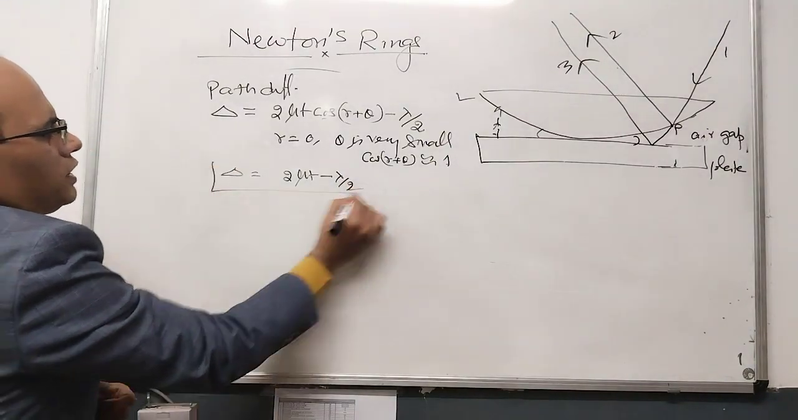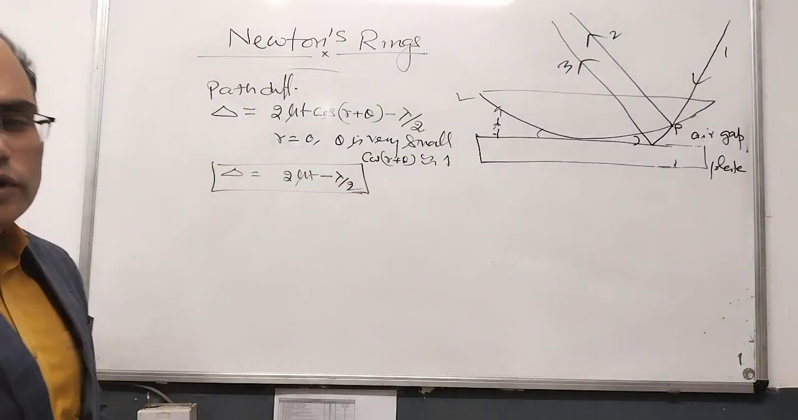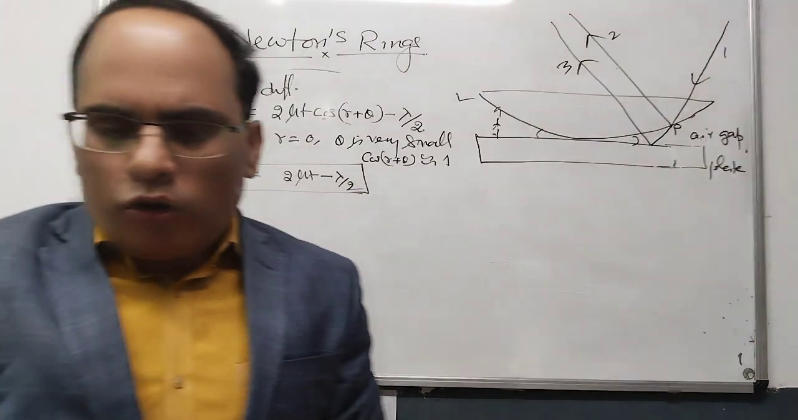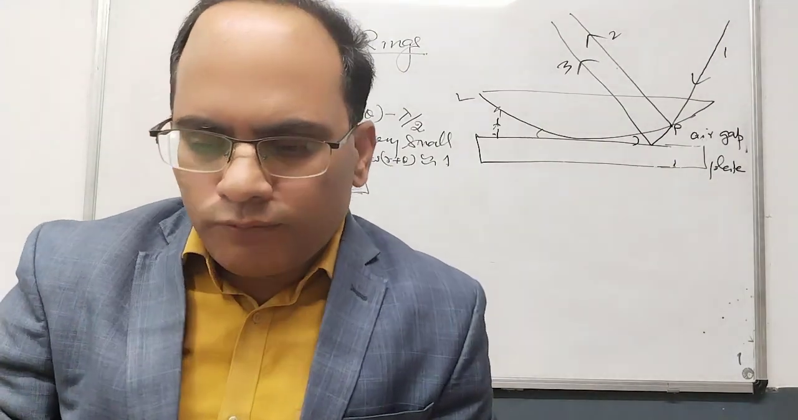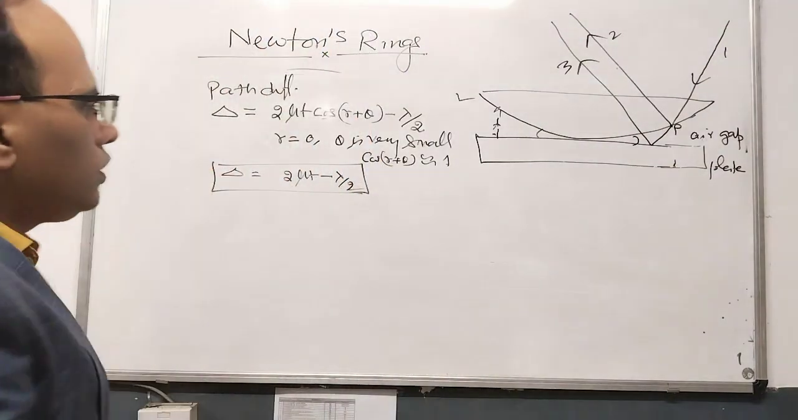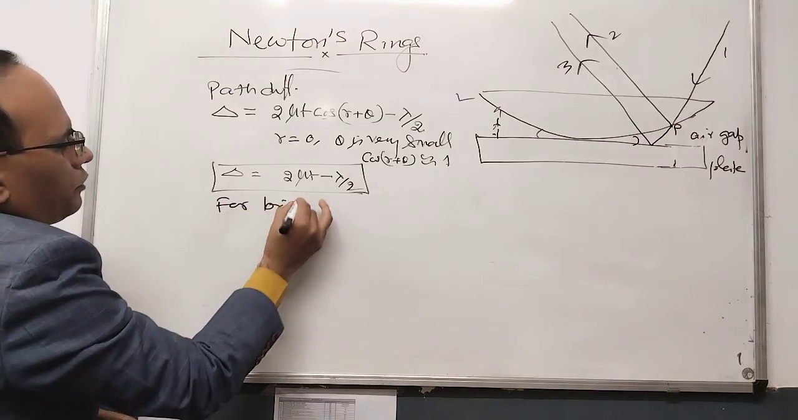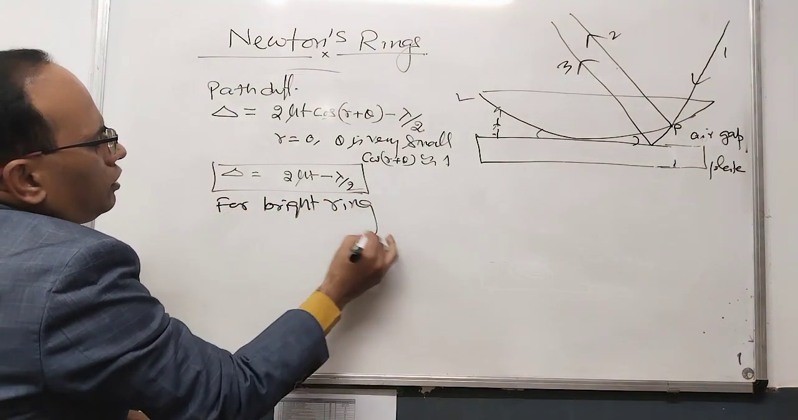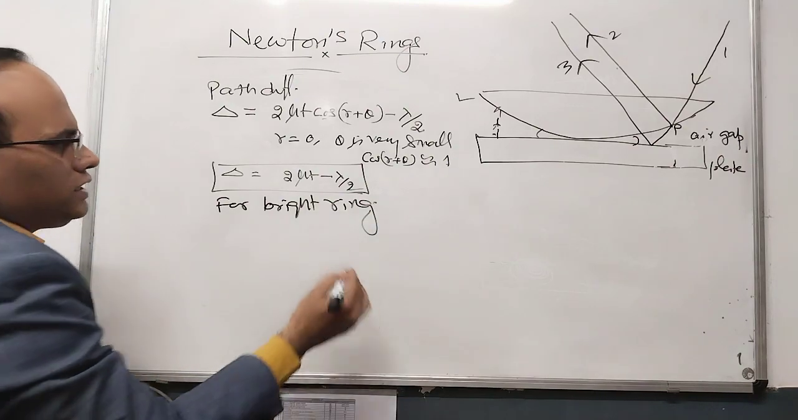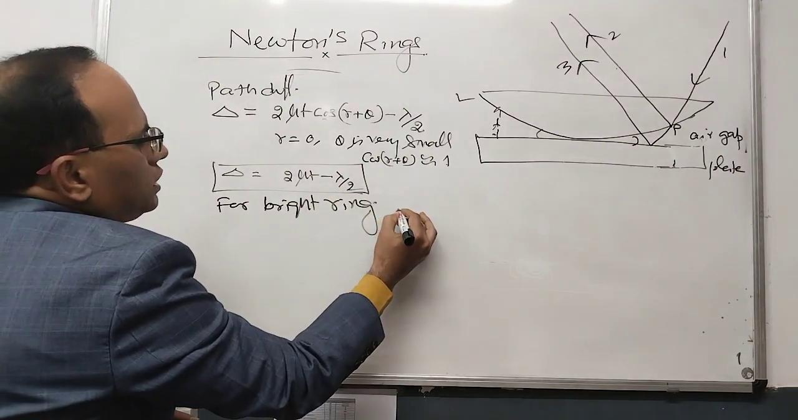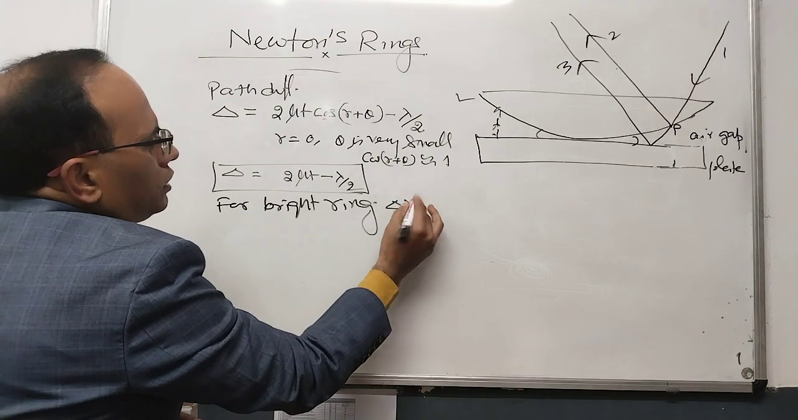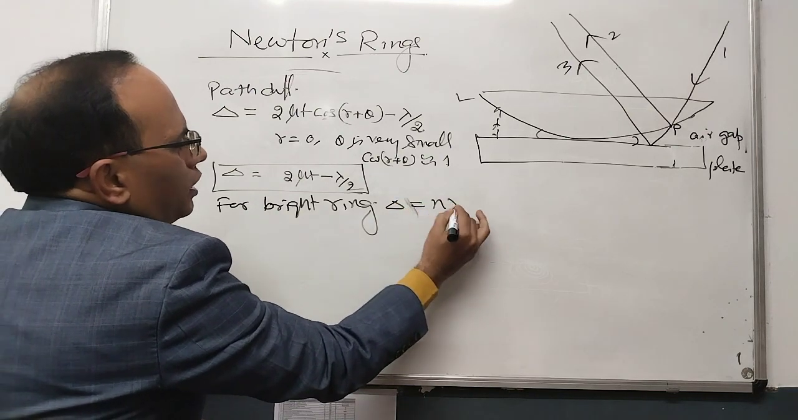This is my path difference. Now this path difference may be equal to somehow for bright, for dark. For bright, you know the path difference is lambda by 2 and lambda. So for the bright ring, the condition for the bright, that is constructive interference, is that this path difference, delta, is equal to n lambda.